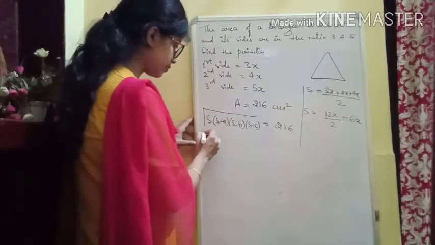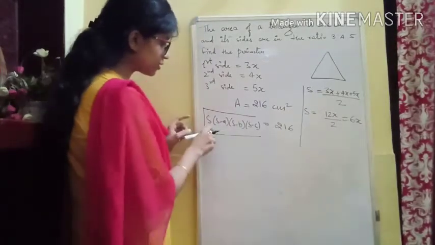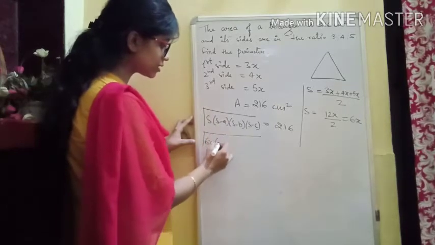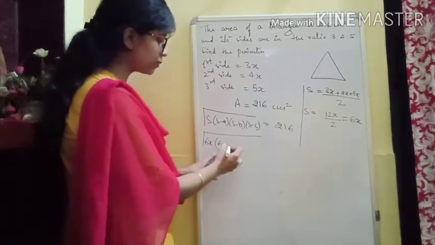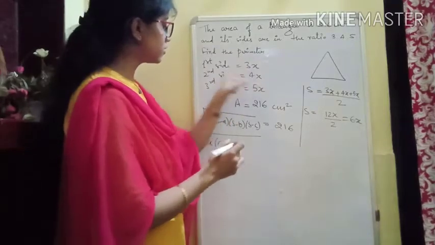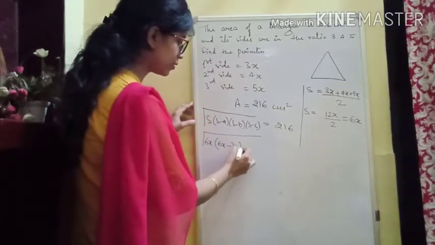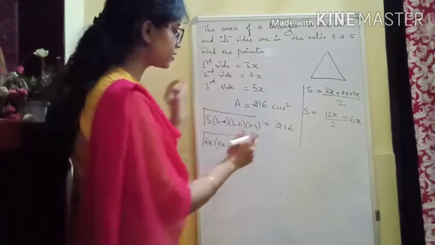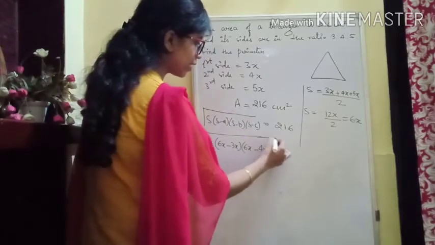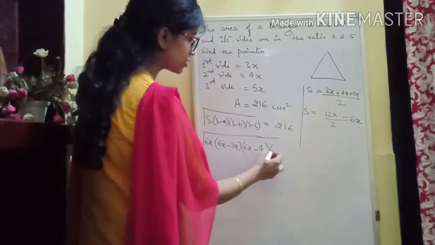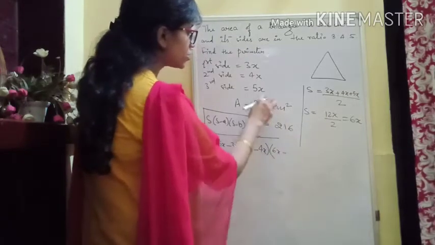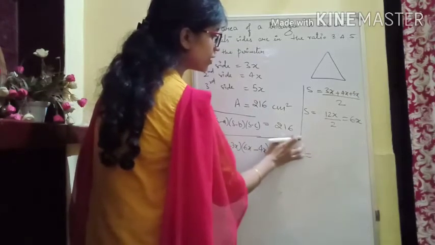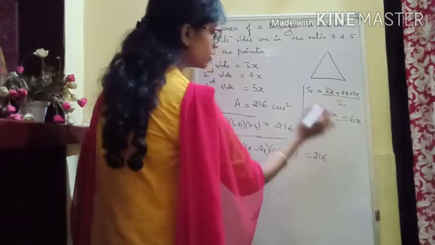Now let us put the values. S, that is the semi-perimeter, is 6x, into (S minus A), that is 6x minus A. What is your first side? 3x. The other bracket, (S minus B), 6x minus B, the second side is 4x, bracket close, and the third bracket, 6x minus 5x. Okay, this is on the left hand side, and then we have the right hand side as 216.